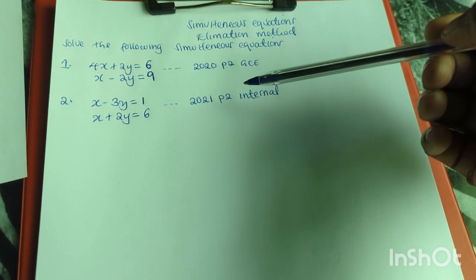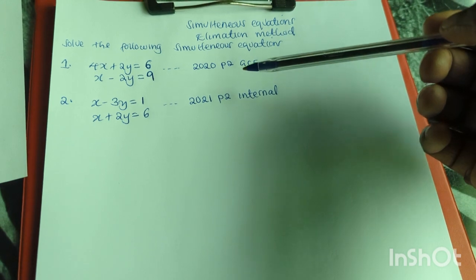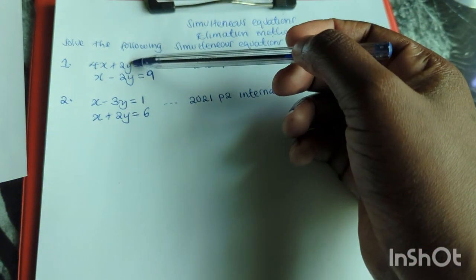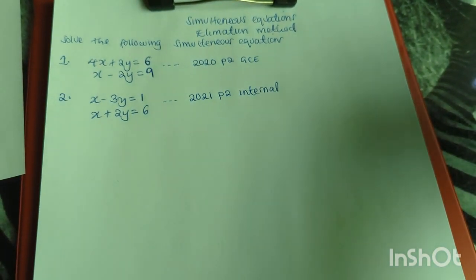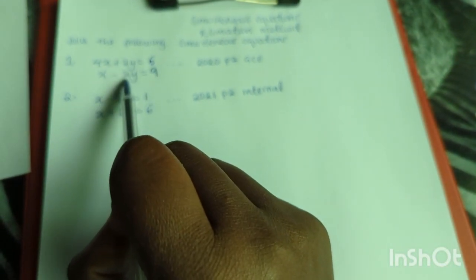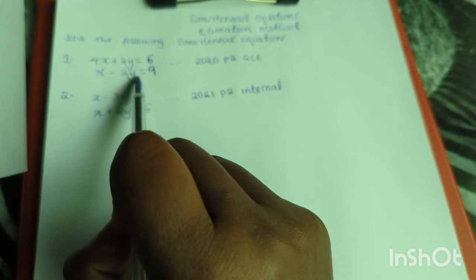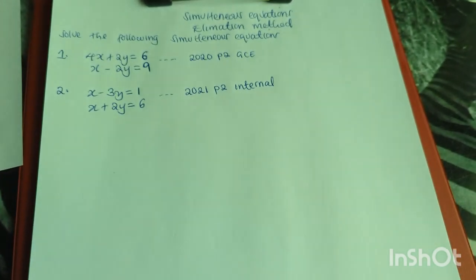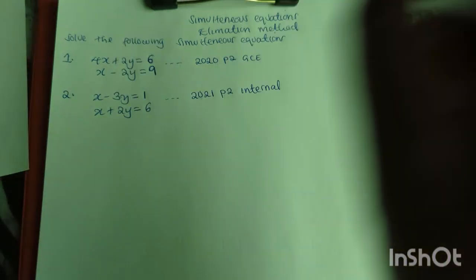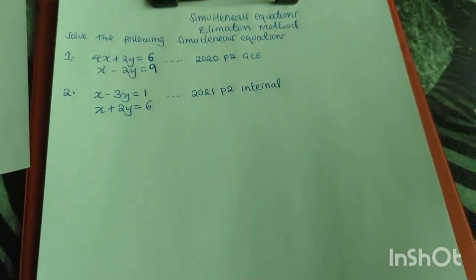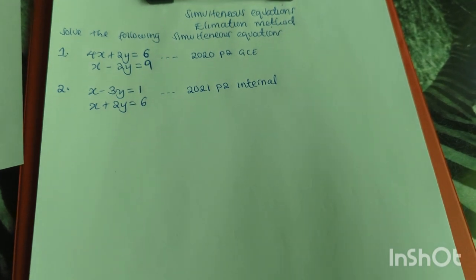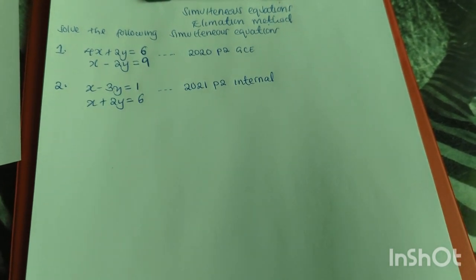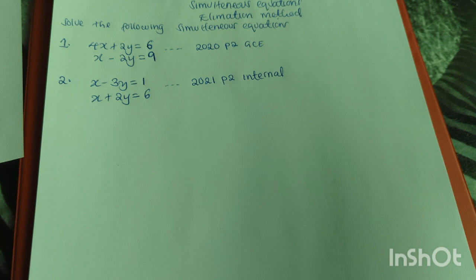So let's have a recap on what a variable and the coefficient is. A variable is a letter from the alphabet, like x is a variable, y is a variable. And then a coefficient is a number that is written before a variable. So here, -2 is a coefficient of y, and here +2 is a coefficient of y. Hope that's clear. So when do you use the elimination method? You use the elimination method when you have a variable that has the same coefficient in both equations.